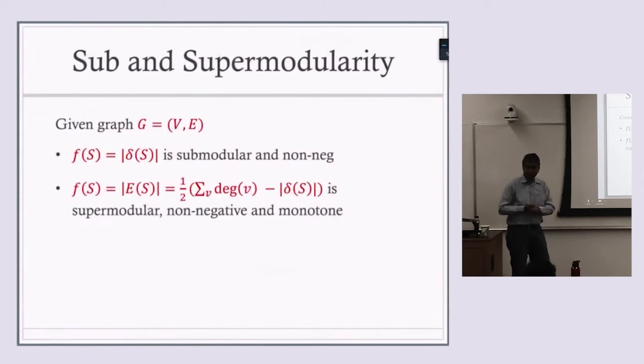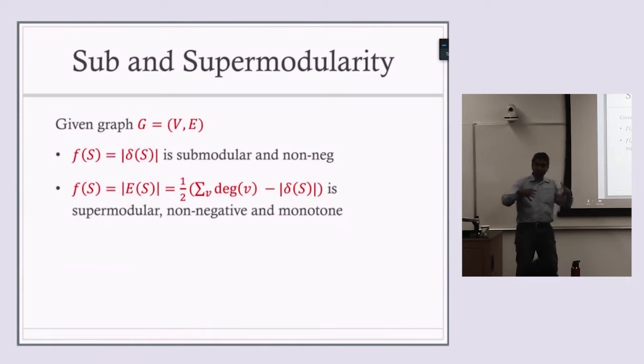So let's take a graph. The ground set is vertices, and f of S is the number of edges leaving the set of vertices S. The cut function is a classical example of a submodular function. I won't prove it, but it's well known. But now I'm interested in f of S being the number of edges inside the set. That is supermodular. Why is it supermodular?